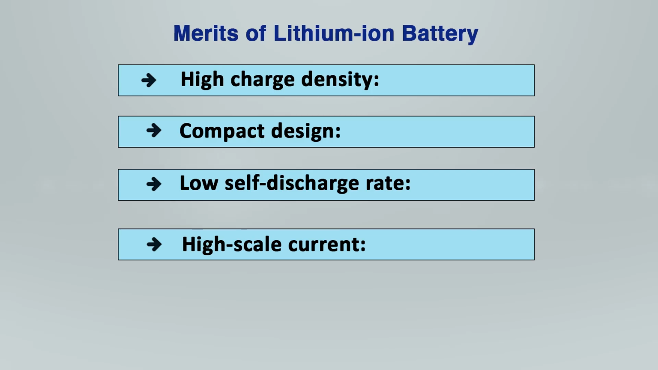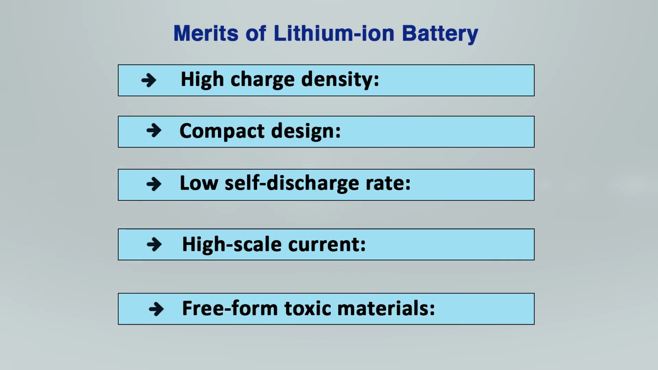The next one is the high scale current. Practically, if you have a 100 Ah capacity battery, then it can release up to 100 ampere current in a single battery cell. So you can imagine how much current can be released. For high current applications, no doubt the lithium ion battery pack is a preferable choice because of its current delivering capability.